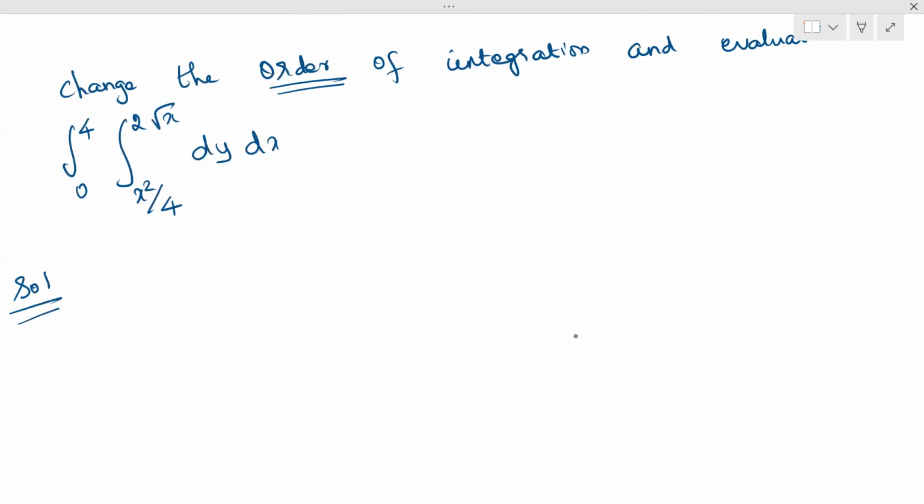See this problem. The inner integration limit is in the variable x, so definitely it is for the other variable y. If it is y, the outer is for x. The order should be dy dx, so they have given it correctly. Our aim is to change dy dx to dx dy. That means we have to find the x limit first.